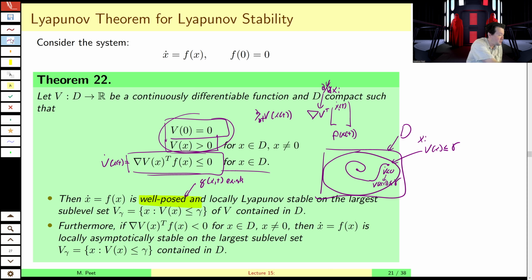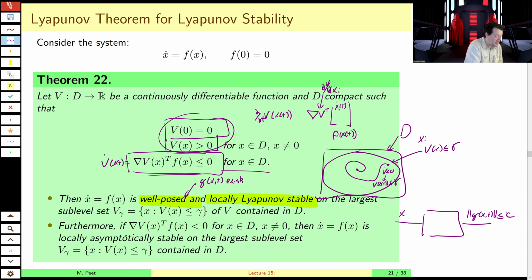And it's locally Lyapunov stable, right? So the solution map is bounded or continuous in that sense. G of x t is bounded. We don't know what by, but it's bounded. That's in some c x.